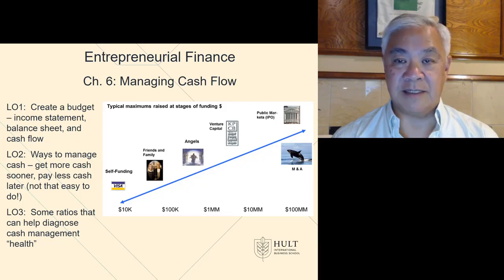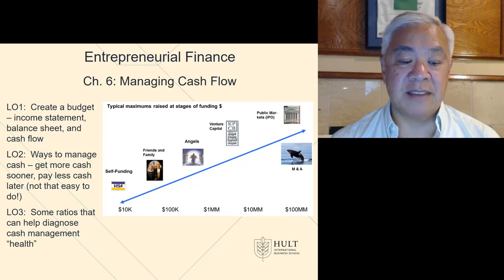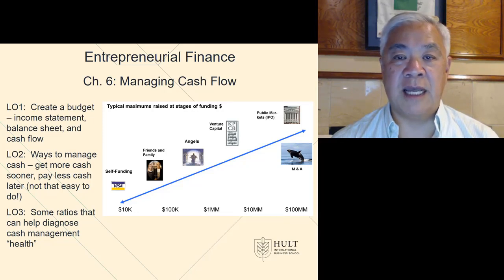And so there's some ways to get it. No big secrets here. Get money sooner, pay money later, and go find money. That's basically the answer. And then learning objective 3 is some ratio analysis that would help us look at health and again to simulate what happens if.